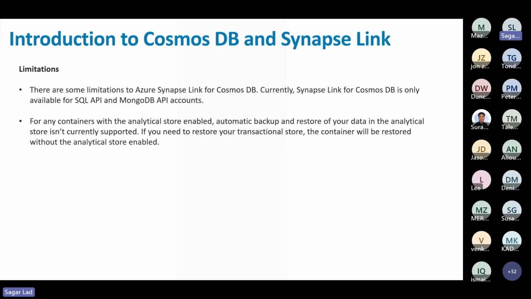But there are also some limitations of using Synapse Link with Cosmos DB. So currently the Synapse Link for Cosmos DB is only available for SQL and MongoDB API. For any container with the analytical store enabled, automatic backup and restore of the data in the analytical store is not currently supported. If you need to restore the transactional store, the container will be restored without any analytical store enabled.